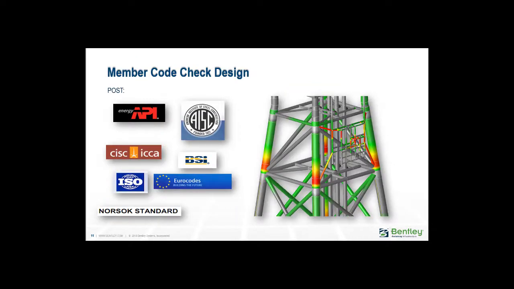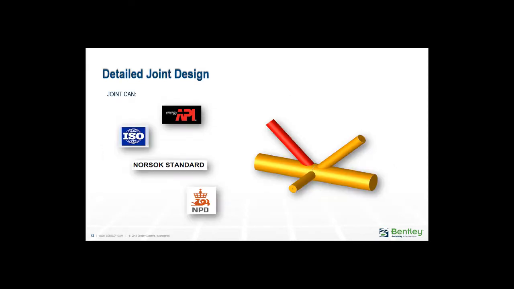The member code check options include API, AISC, the Canadian Code Check, British Standards, ISO, Eurocodes, and the NORSOK standard. And similarly for the joint design, we have API, ISO, NORSOK standards, and the Norwegian Petroleum Directorate standards.